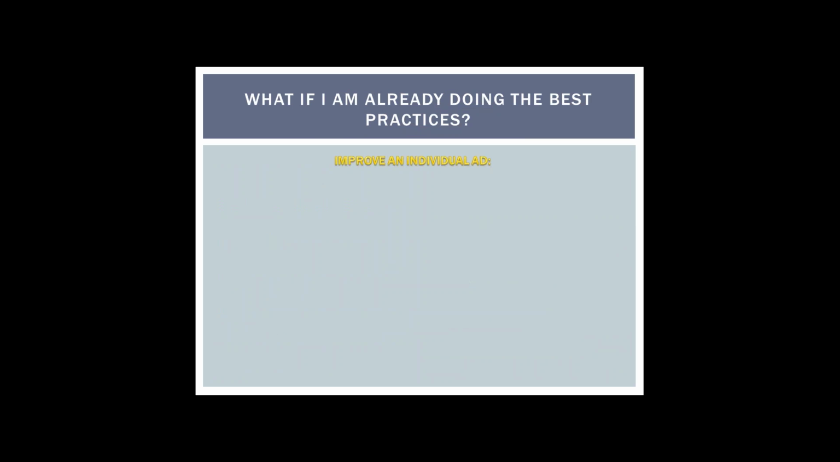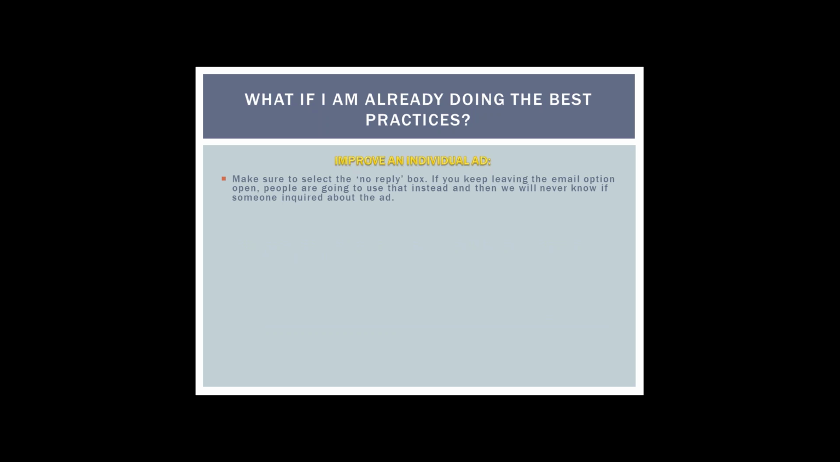But let's say I'm already doing everything on that list. I mean, maybe I'm not perfect, but I'm doing as much as I can, and more likely than not, I'm already doing the best practices, and I still am not getting any traffic. What do I do? Let's talk about how to improve an individual ad. This is especially important for manual Craigslist posts. You can also do this with Roof, but especially manual posts.